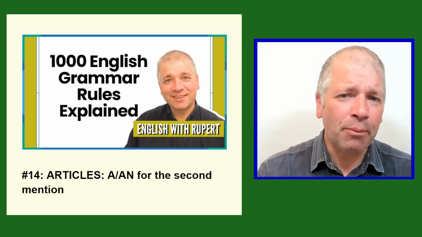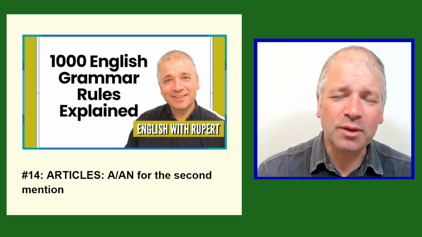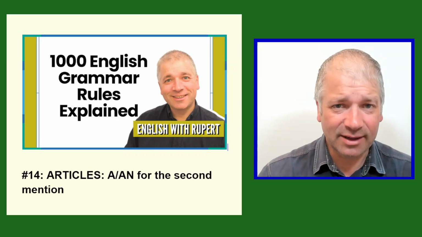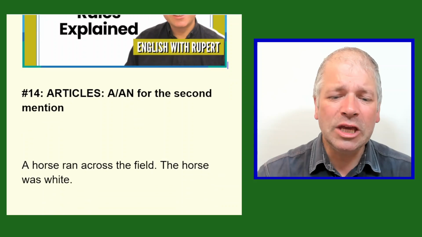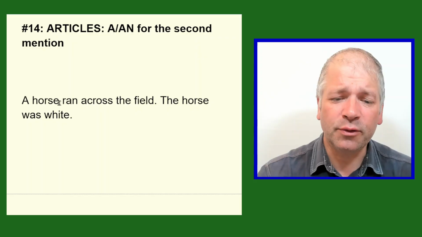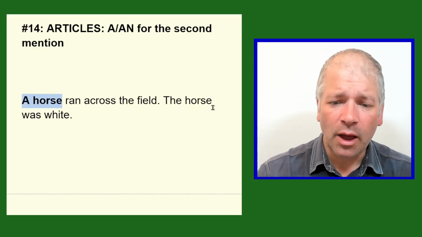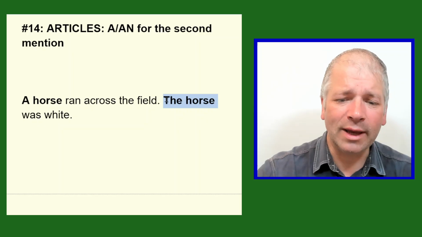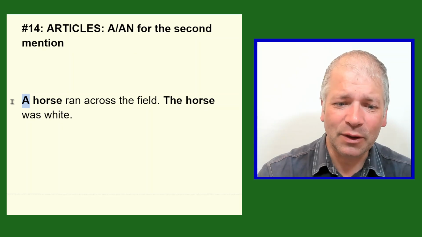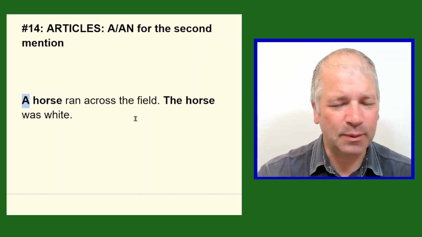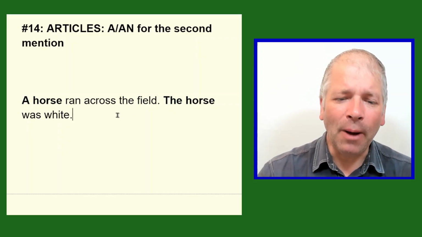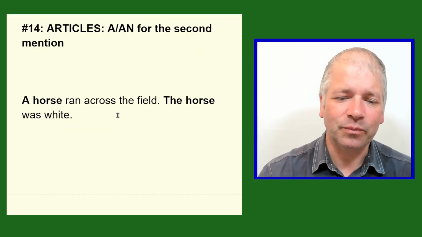And it may be a surprising title, Articles a or an for the second mention, because, and I did teach this in a previous lesson, we usually expect the following. A horse ran across the field. The horse was white. We normally expect a for the first mention of a noun that's singular and is not specific, but then the for the second mention of a noun. But there is an exception.